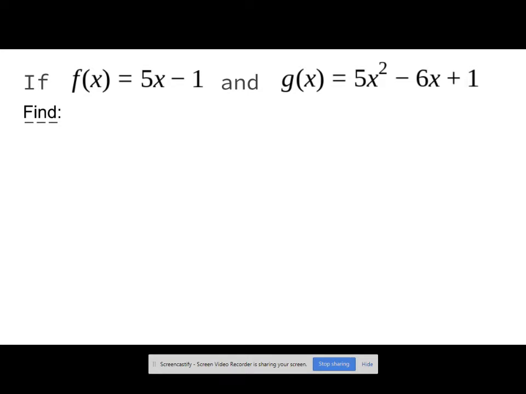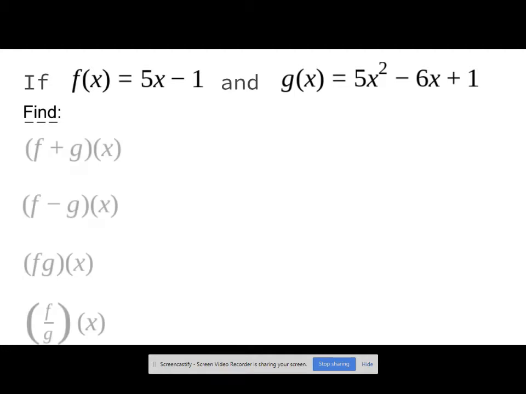So this is our two functions, f of x and g of x. What I'm going to ask you to do is try and find f plus g of x, f minus g of x, f times g of x, and f divided by g of x. I'm not going to show how to do it in this video, so pause it and try these on your own.